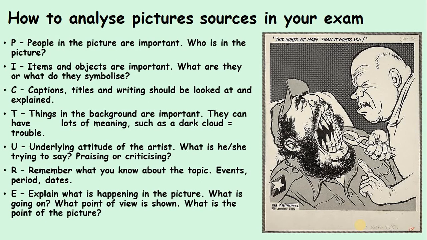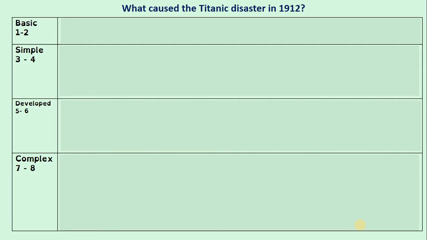And E, explain what is happening in the picture. Only when you've done the first six can you do E, because only when you've done these first six can you really explain what is happening in the picture, because you've taken into account all of the details which help you to uncover the meaning on a deep level.